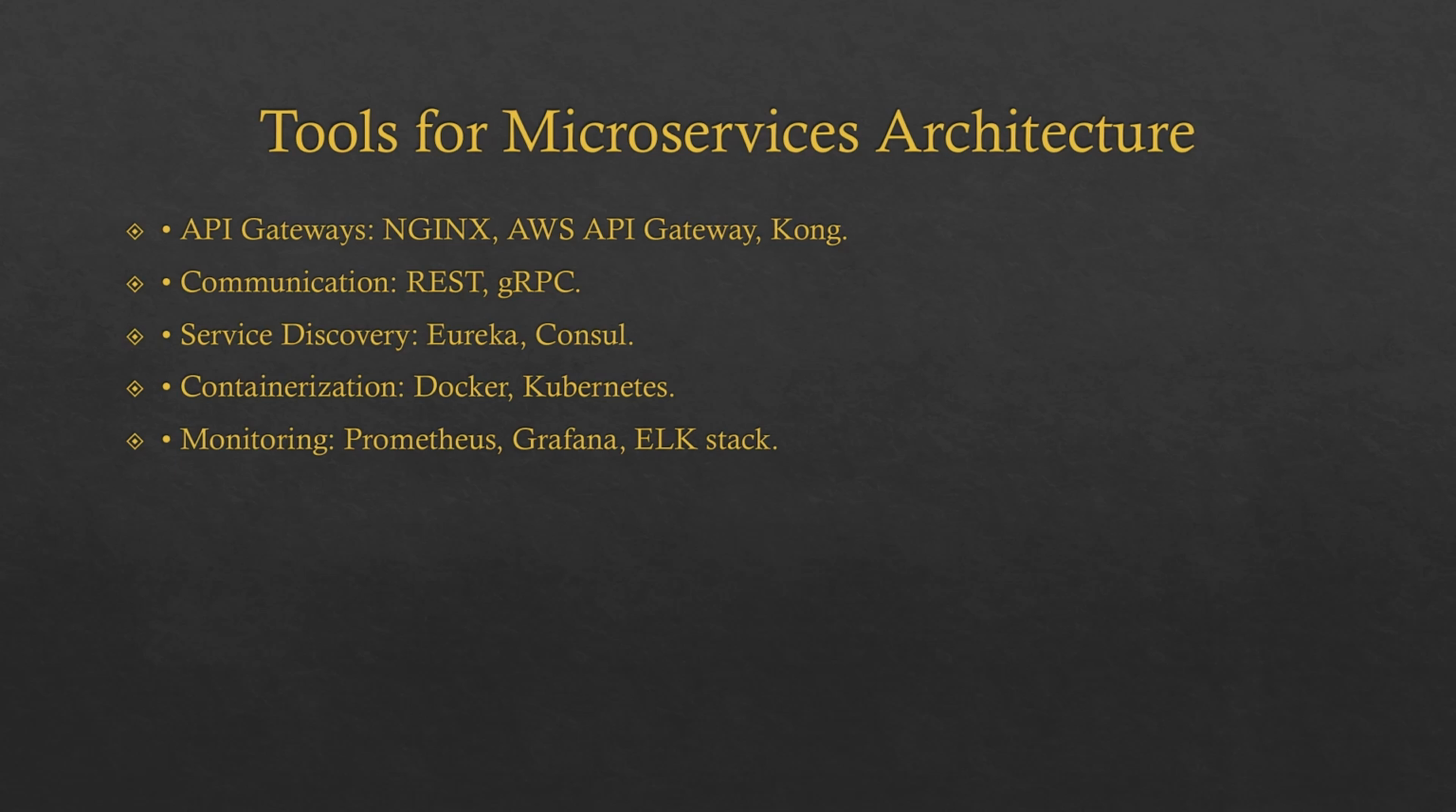Several tools and technologies support the microservices architecture. API gateways like Nginx and AWS API gateways handle routing and security. Communication between services often uses protocols like REST or gRPC. Service discovery tools such as Eureka and Consul help services find each other in dynamic environments.